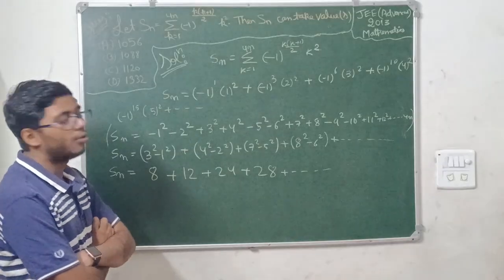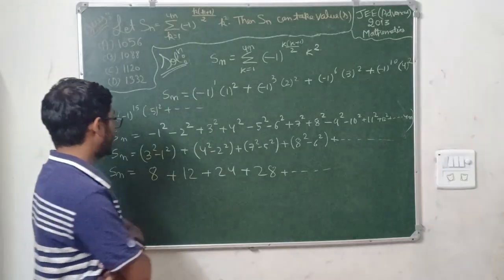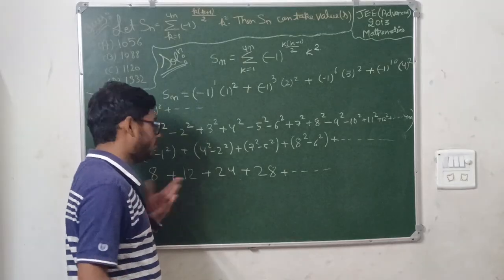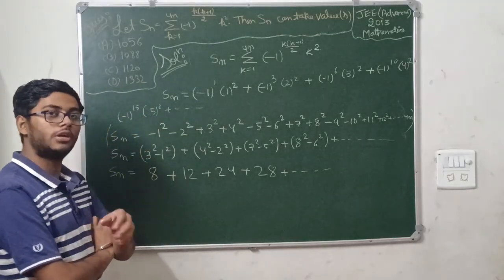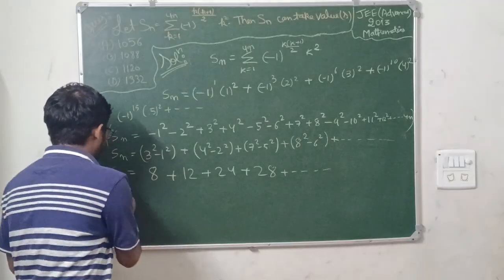Many will think that we should take 4 common here. But no, my friend, 4 cannot be taken common here. You can take 4 common, but that would not be solvable, or it will be too lengthy. You can take 2 common here.